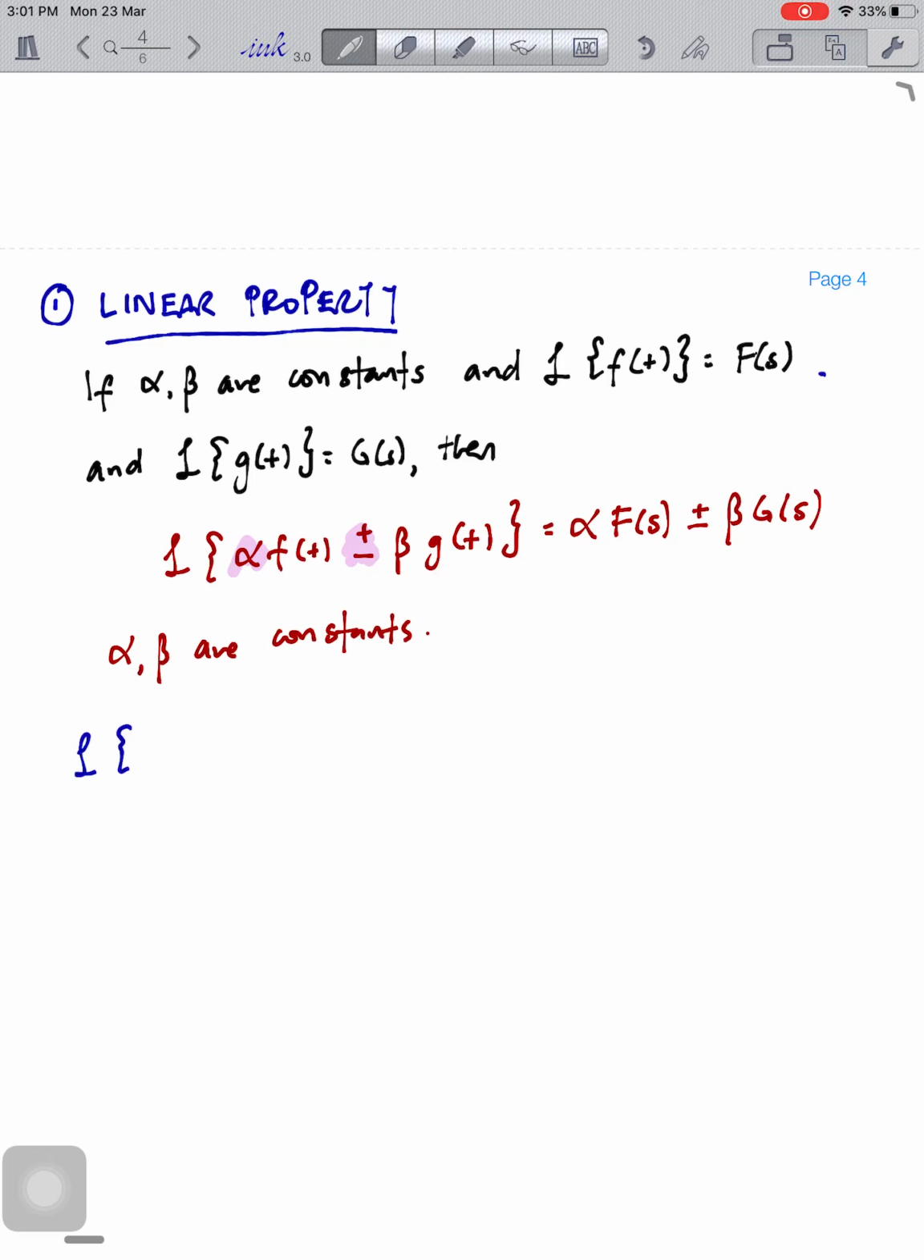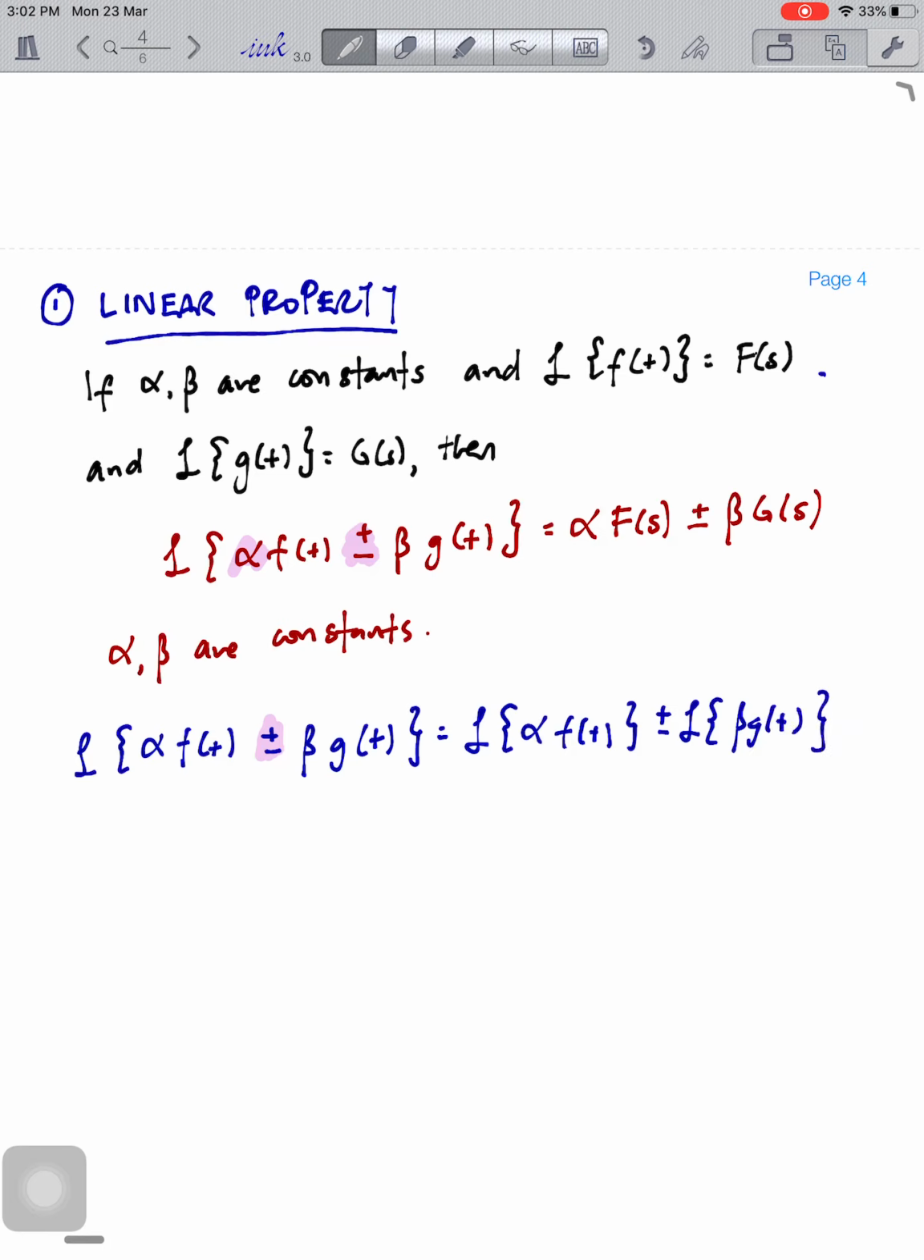So what this theorem is telling you is that, let's say I have a function alpha f of t, plus or minus a function beta g of t, and I want to find the Laplace transform of this combination of functions. According to the linearity theorem, whenever you have a plus or a minus between the functions, you can separate them. So this can be written as Laplace of alpha f of t, plus or minus Laplace of beta g of t. You can separate them. That is the first property of linearity.